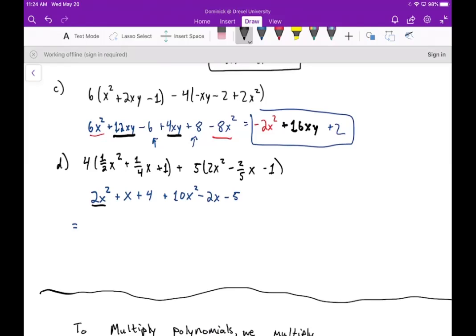So now if we combine like terms, 2x squared and 10x squared is a 12x squared. And then we have a plus x and a minus 2x, so that's minus x. And then plus 4 minus 5 together, of course, gives us minus 1.